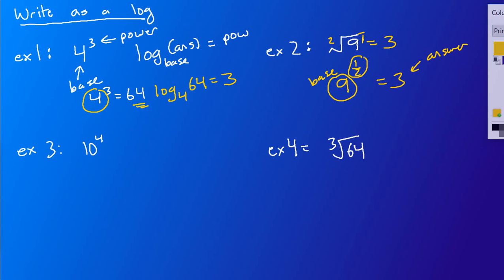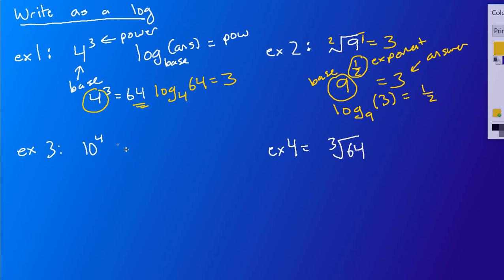And this 1/2, that's my exponent. So when I write this as a logarithm, that's log base 9 of 3 equals 1/2. My exponent comes out.